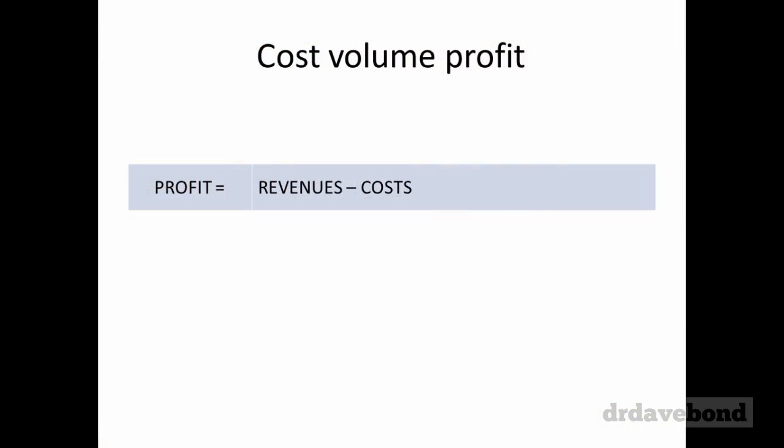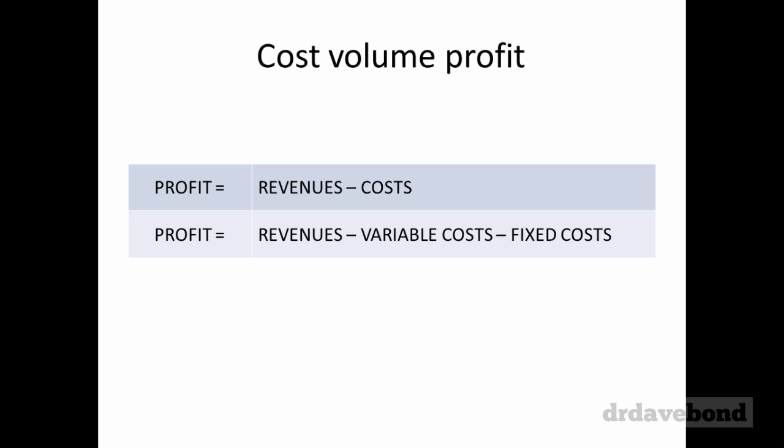Hi, in this video we'll be looking at cost volume profit analysis and doing a basic break-even. Now the starting point with cost volume profit analysis is with this expression here, profit is revenues minus costs. And what we're going to do with this is just to expand out the right hand side. So we can take profit is revenues and split out costs into variable costs and fixed costs.